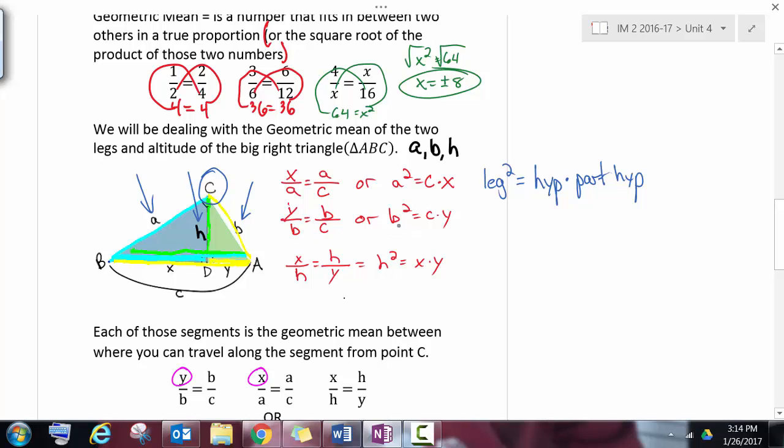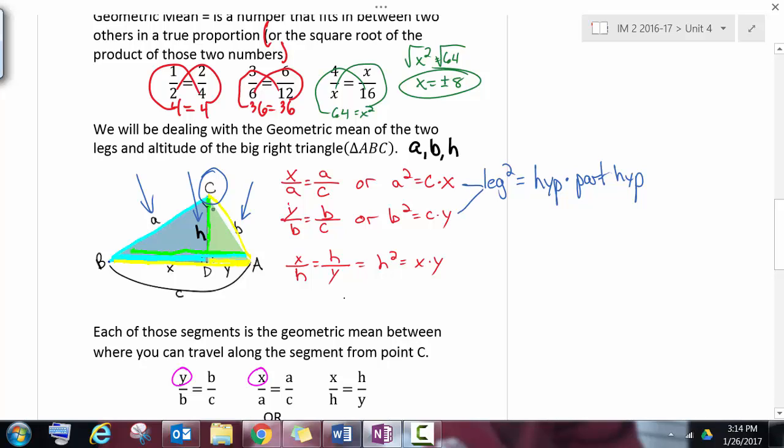We cross multiply those, and we can see that our leg squared, B squared, is equal to the hypotenuse times the part. But now it's the part on the same side as B. It's kind of like our angle bisector theorem. So these are both the same.